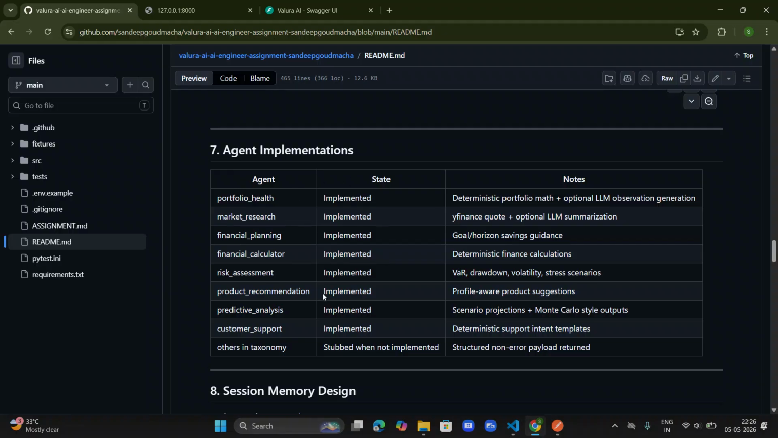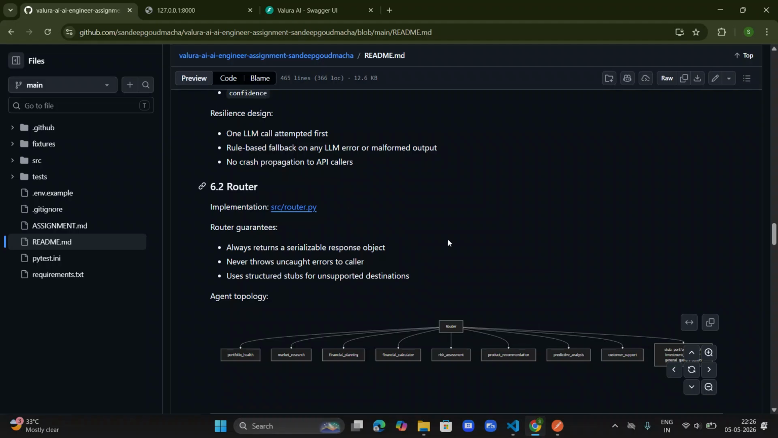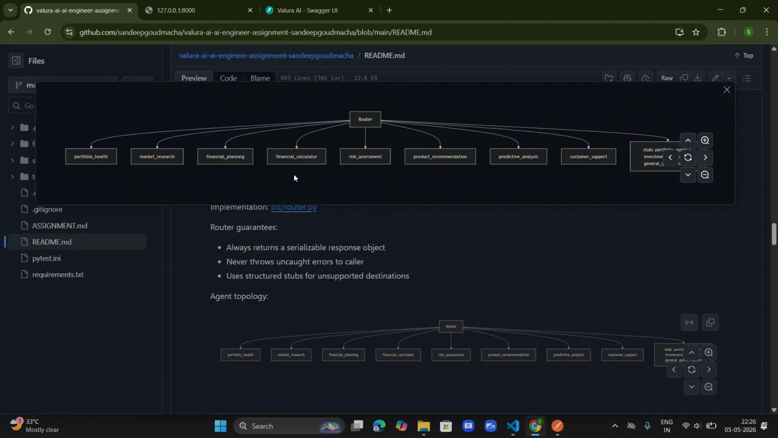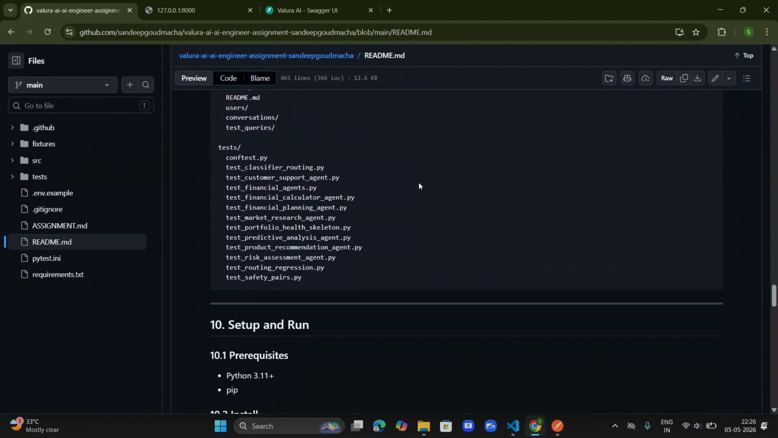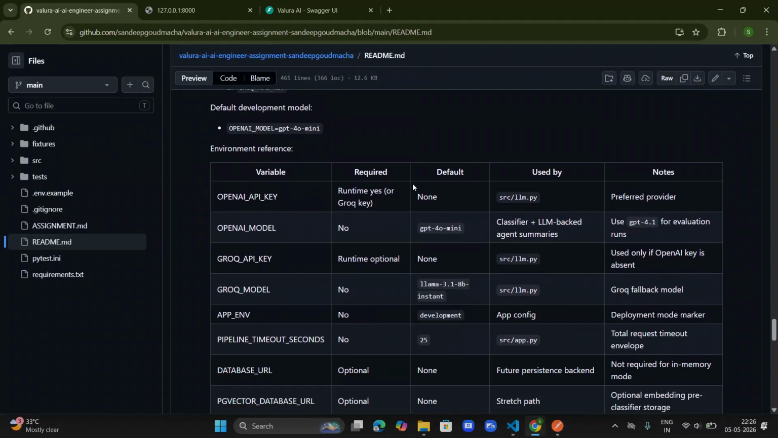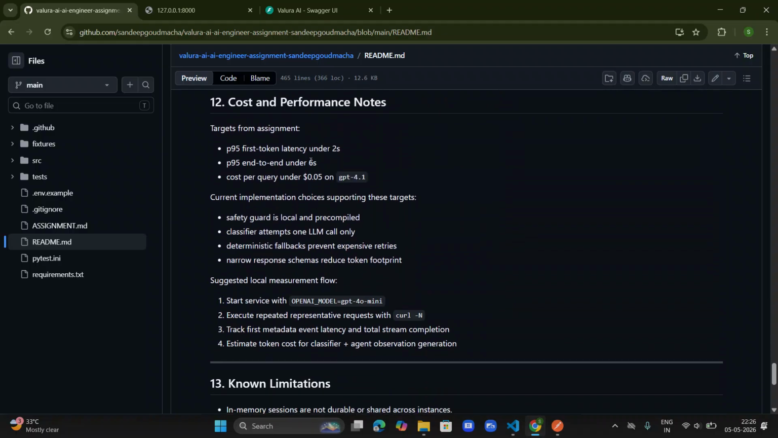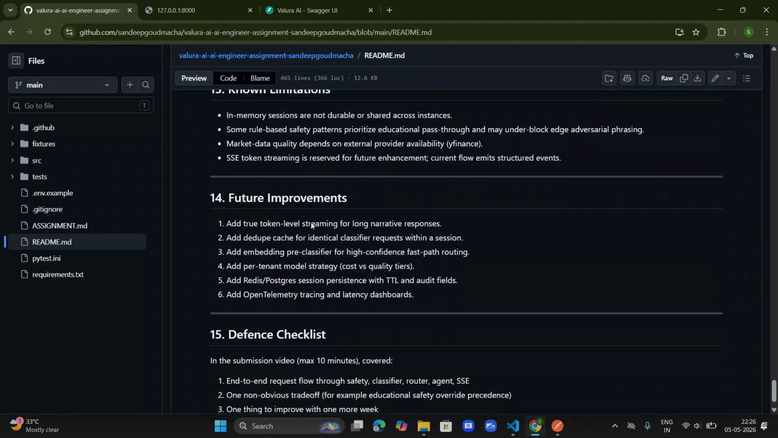So these are all the agent implementations. Also, this is my session memory. These are all the different types of agents, like market, structure, financial, and so on. These are the environments I have been using. The cost and performance are also better, as we are using Grok and OpenAI. And if the metadata has high accuracy, then we fall back to metadata only without using the LLMs. So this reduces the cost.